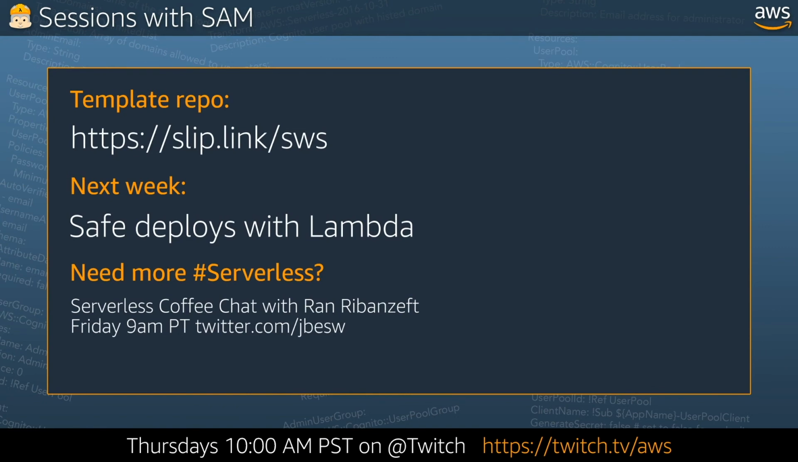Next week, we're going to be talking about safe deploys with Lambda. So how to configure that in a SAM template. And what that means is, using one Lambda to test another before it goes out to the public.